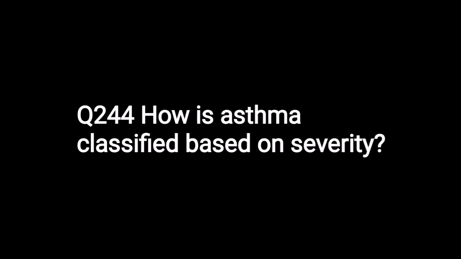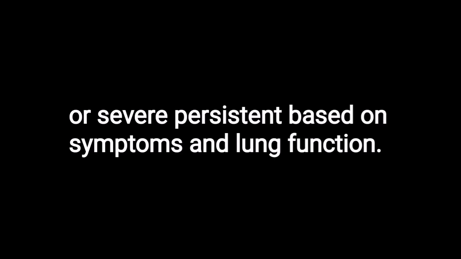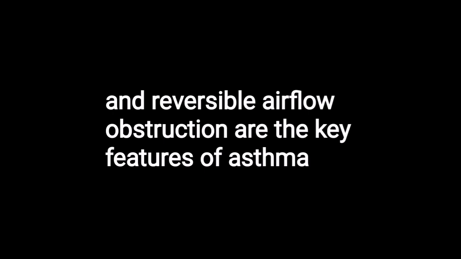Q244. How is asthma classified based on severity? A244. Asthma is classified as intermittent, mild persistent, moderate persistent, or severe persistent based on symptoms and lung function. Q245. What are the key components of asthma pathophysiology? A245. Airway inflammation, airway hyperresponsiveness, and reversible airflow obstruction are the key features of asthma pathophysiology.